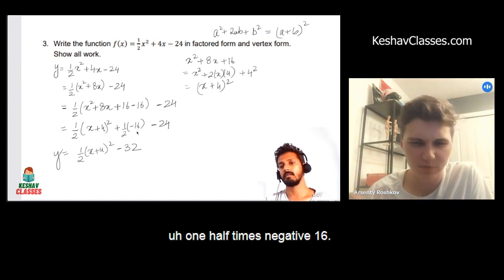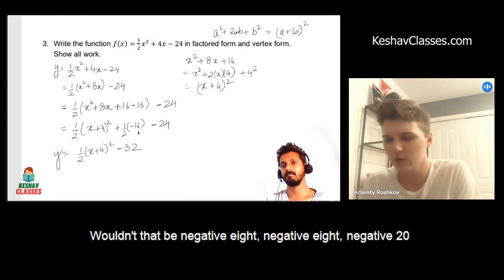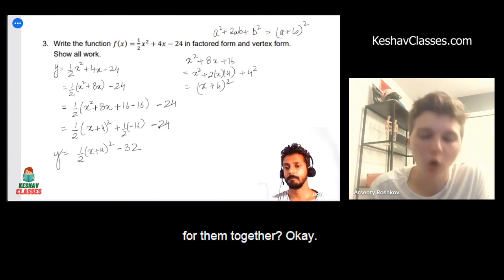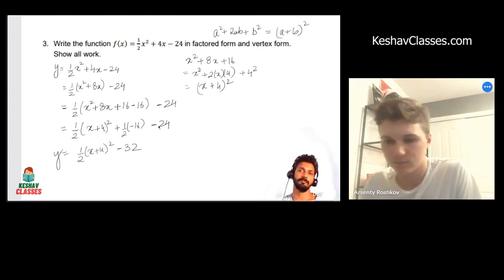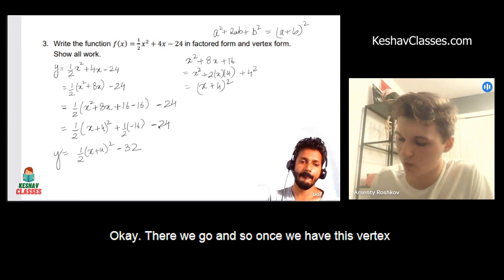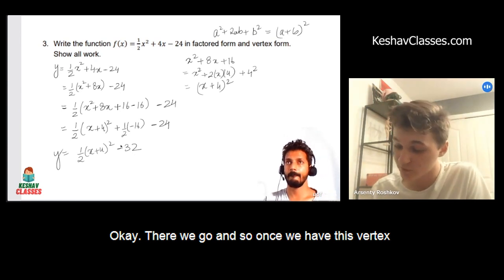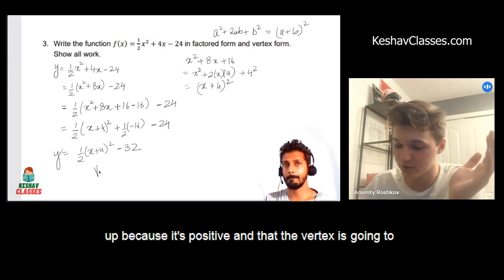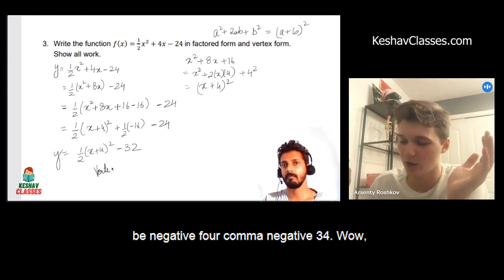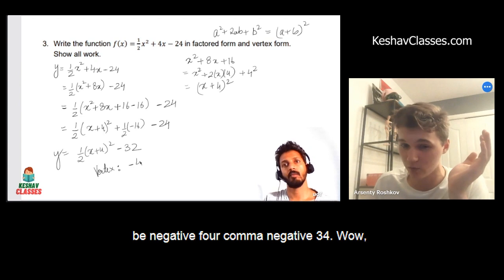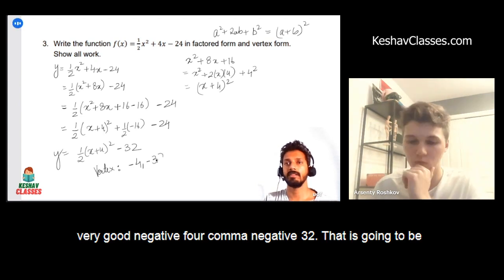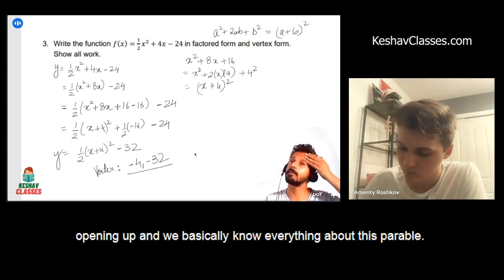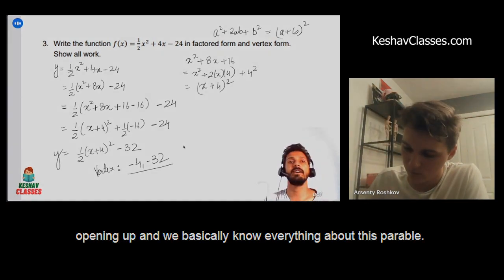One half times negative 16, wouldn't that be negative 8? Yeah, negative 8 and then negative 24. I clubbed them together. Oh, okay, yeah, I see. Okay, there we go. And so once we have this vertex form, we can tell that the parabola is going to be opening up because it's positive, and that the vertex is going to be negative 4 comma negative 34. Wow, very good. Negative 4 comma negative 32. That is my vertex, and the parabola is opening up, and we basically know everything about this parabola.